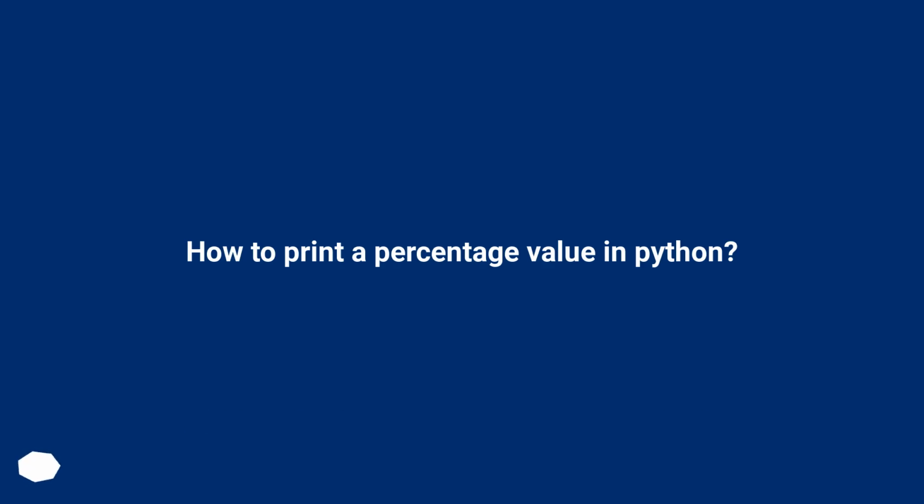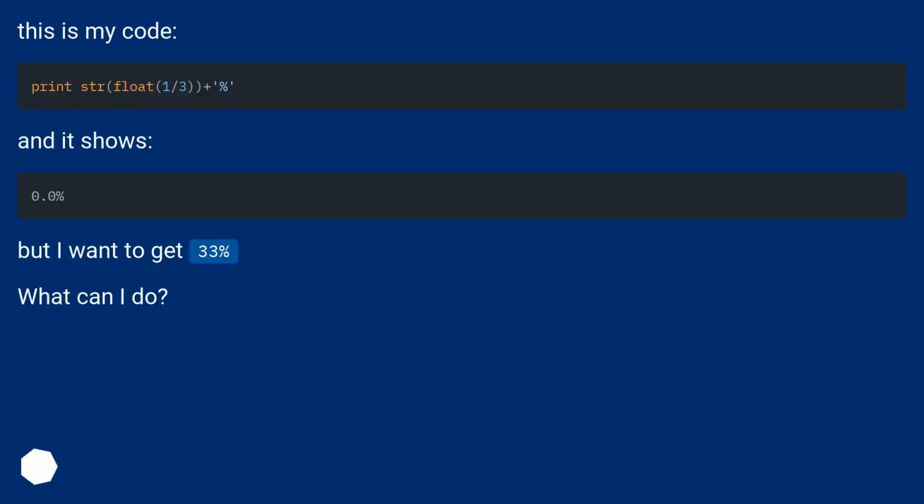How to print a percentage value in Python. This is my code. And it shows... But I want to get 33%. What can I do?